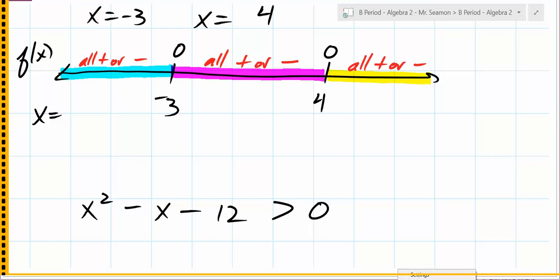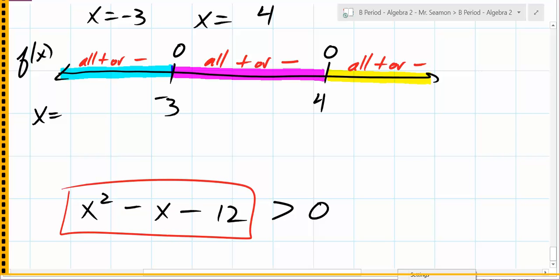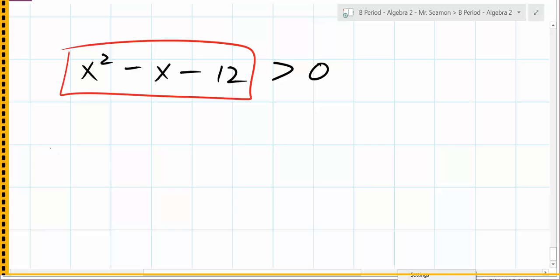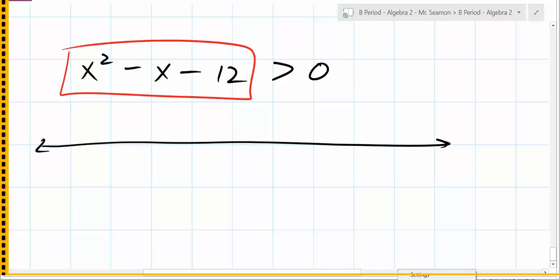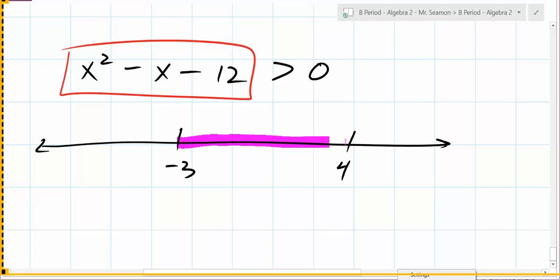So let's look at this function right here, Rachel. That is the function. We're trying to find out where it is greater than 0. What's an easy number between -3 and 4? 0. Plug in 0 right here. 0 squared minus 0 minus 12. Is that positive or negative? Negative. So what does that mean about the number line? From -3 to 4, what do you know all the values are? All of these have to be what? So all of these are negative.